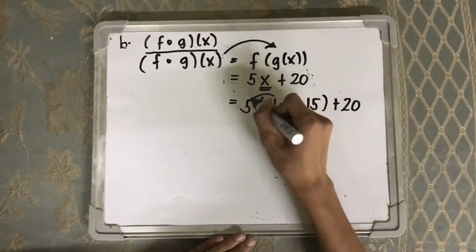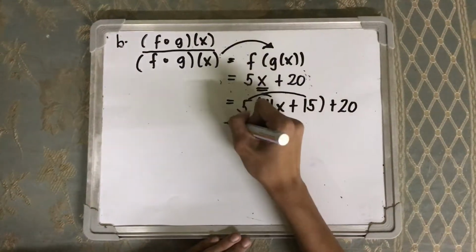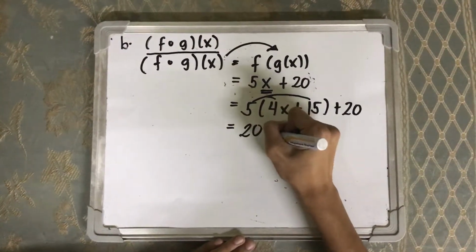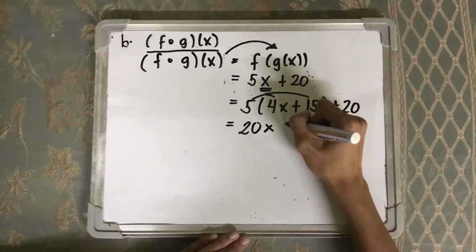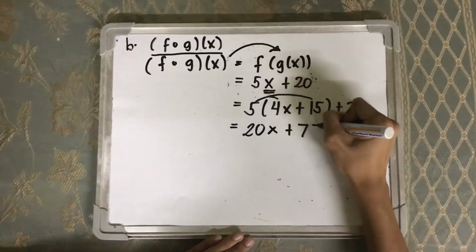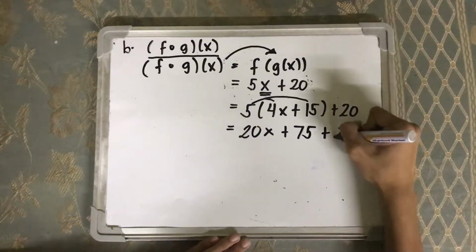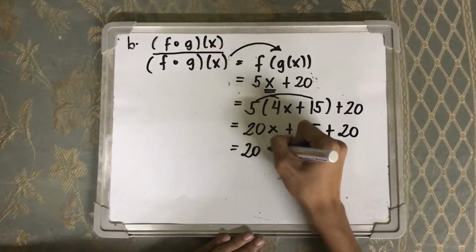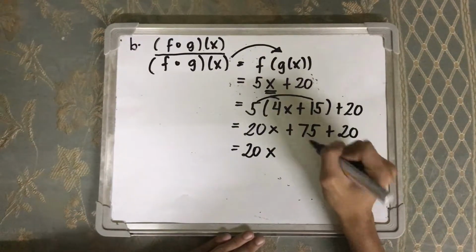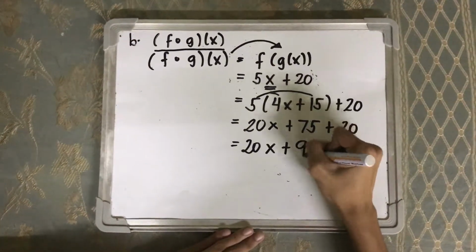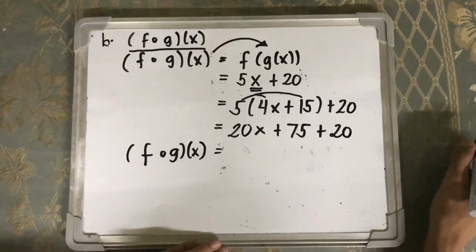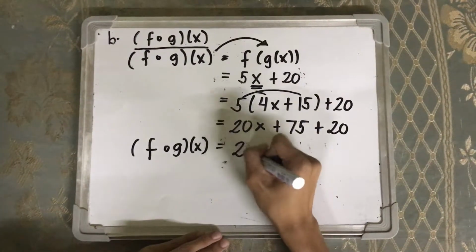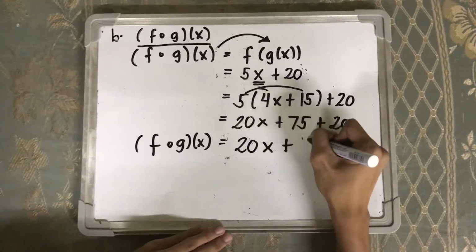Multiply 5 to the values inside the parentheses. 5 times 4x is equal to 20x, and 5 times 15 is equal to 75, plus 20. Then combine like terms, which is 75 plus 20, which is equal to 95. Therefore, (f ∘ g)(x) is equivalent to 20x plus 95.